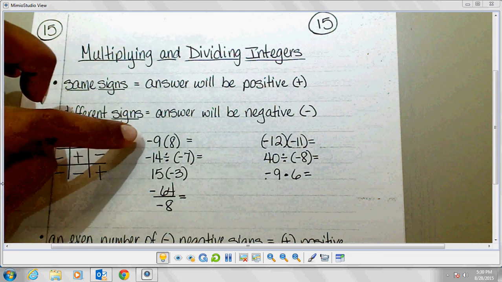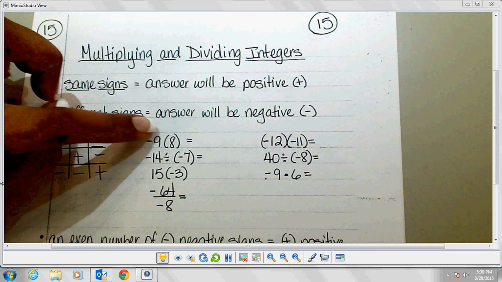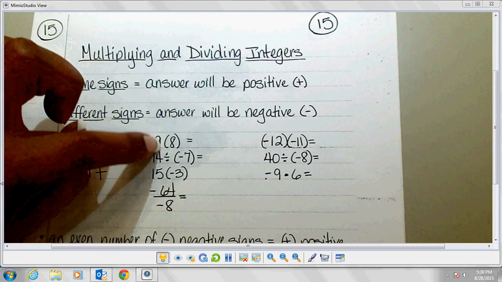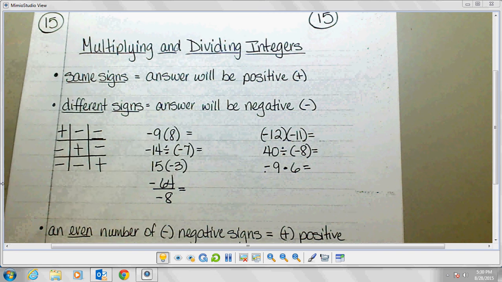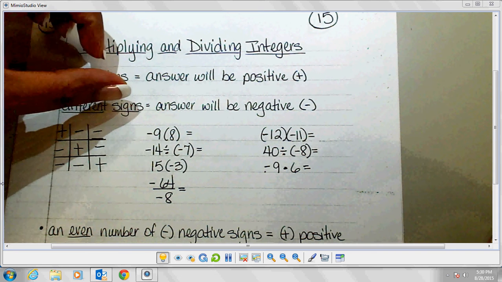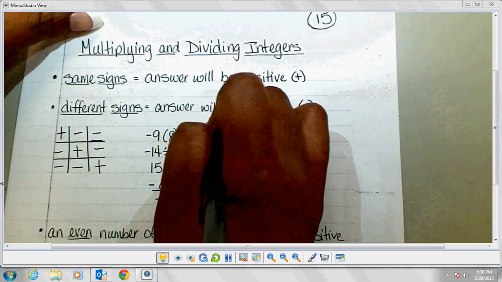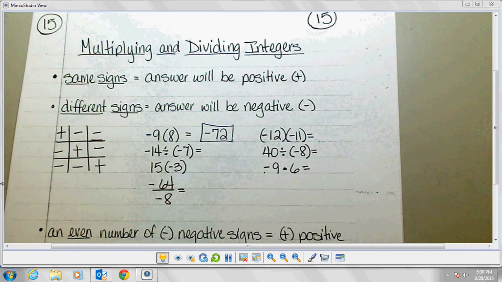Okay, next examples. We have -9 times 8. This is multiplication, not subtraction or any other operation. There is no sign between these numbers, so that means you're multiplying. So multiply 9 times 8, you get 72. Since we have different signs, that means our answer is negative. So -72. You're multiplying and dividing as normal.